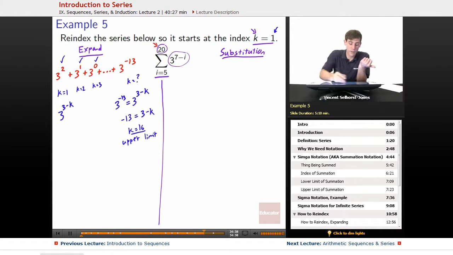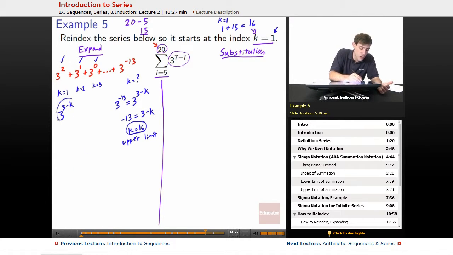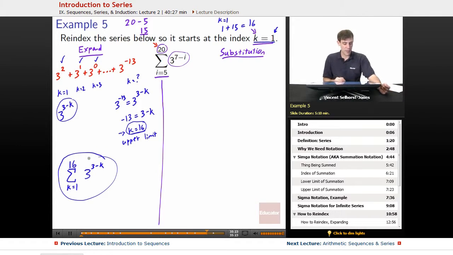We can also figure it out once again from our starting upper limit, which was 20, and our starting lower limit, which was 5, so there's a difference of 15. So if we have k equals 1, then 1 plus 15 has got to come out to be 16 as well. So that's going to be our upper limit. Two ways of looking at it. Either way, just make sure you're careful with this sort of thing. It's easy to get confused the first few times you work with it. So now we know what our general term is: it's 3 to the 3 minus k. We know what our upper limit is, and we know what our index and starting lower limit are. So we can write the whole thing out. We've got 16 as our upper limit, k equals 1 as the lower limit, 3 to the 3 minus k. Great. So that is our answer, and that's doing it through expanding as our method.